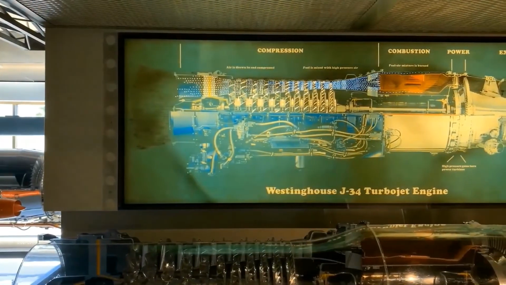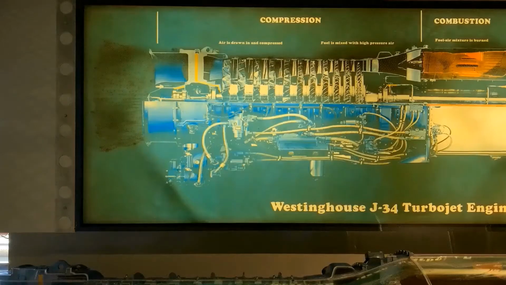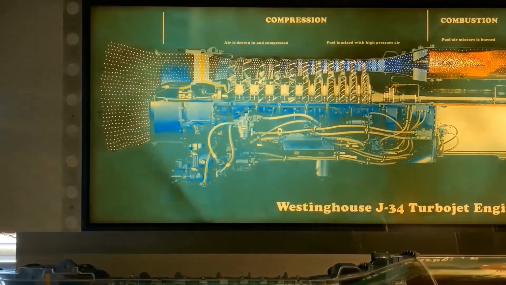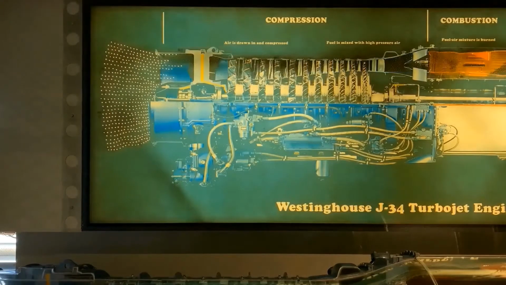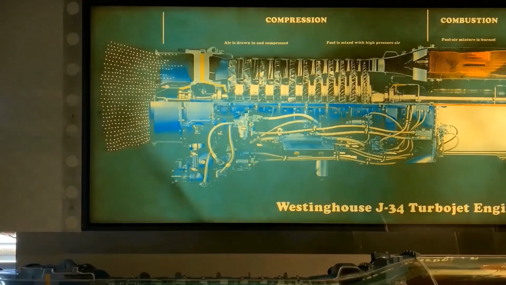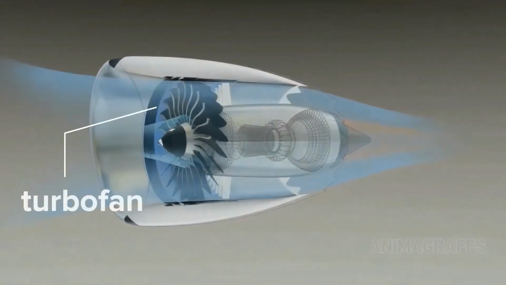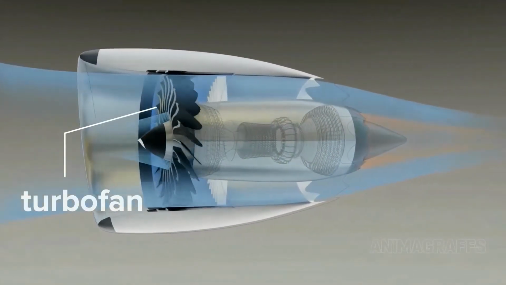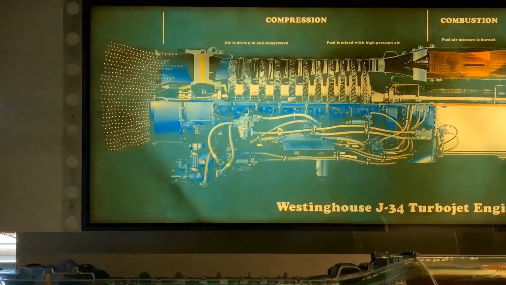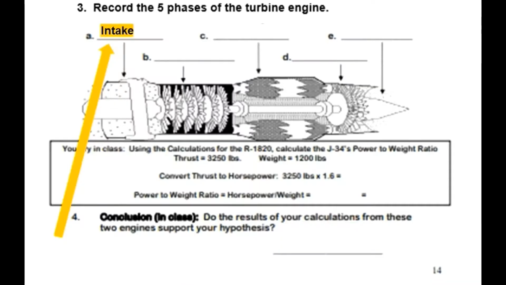First phase that you see on the left is intake. On the first phase of the intake phase, you see the white lights right there. What happens is that air is pulled into the turbojet's intake by the action of the compressor turbines. After startup, the compressor is driven by the power turbines through a connecting shaft. Record the intake phase as you see here.